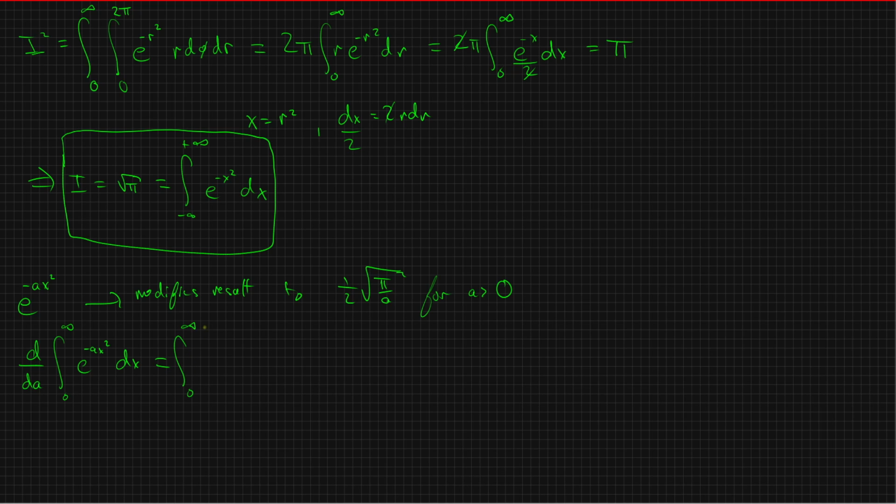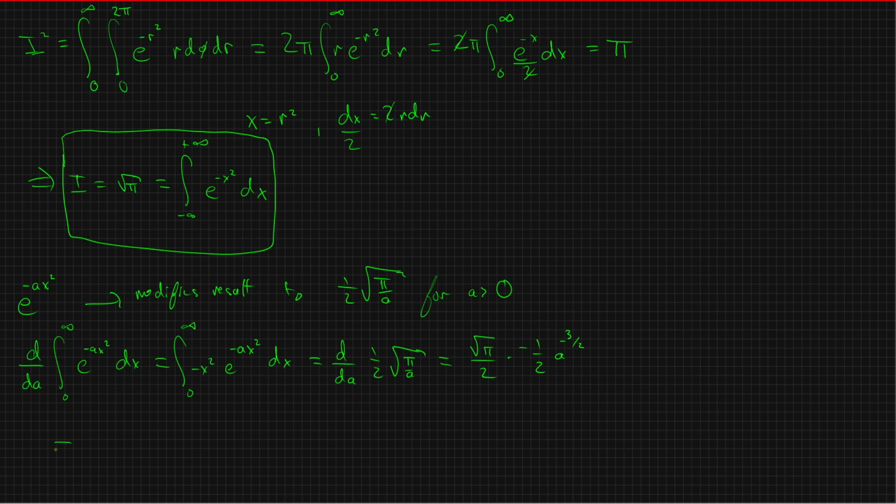We would get minus x squared e to the minus ax squared dx. But we know how to integrate this. So this is just d over dA of 1/2 square root of pi over a, just using the result that I showed before. And so that, at the end of the day, is just equal to pi over 2 times minus 1/2 a to the minus 3/2.